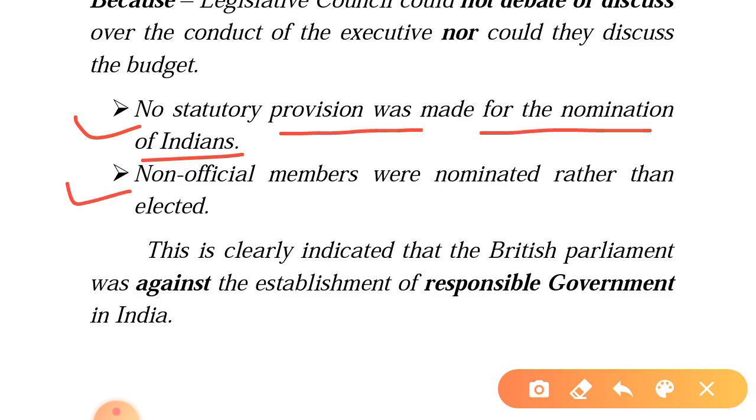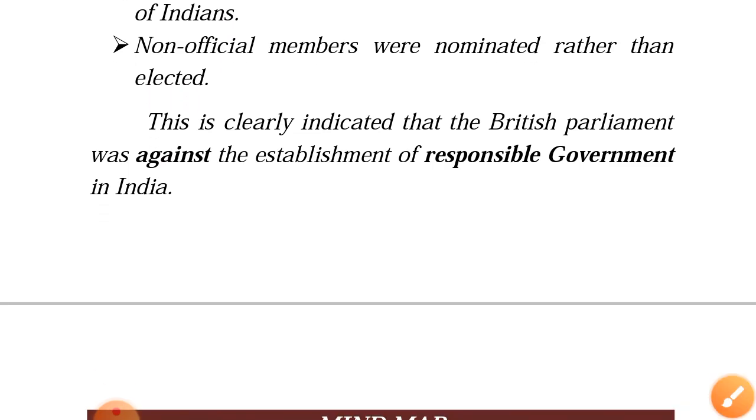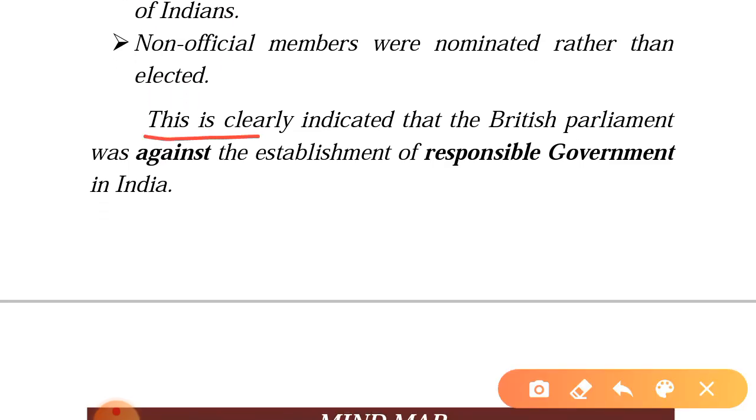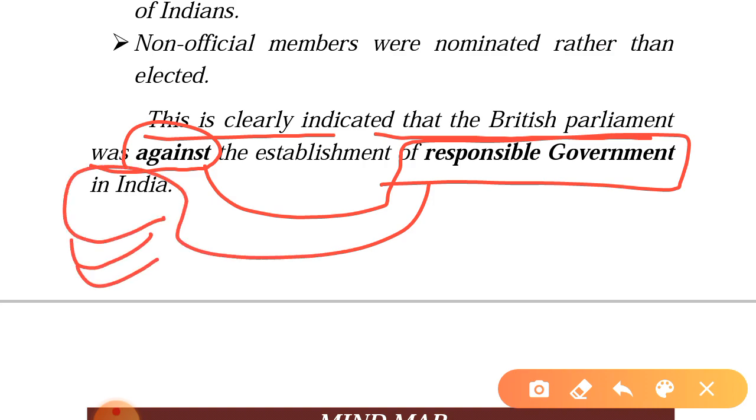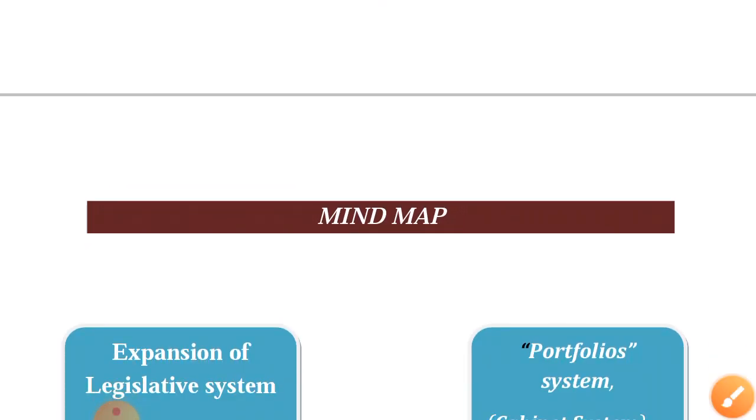Second, non-official members were nominated rather than elected. This clearly indicates that the British Parliament was against the establishment of responsible government in India. Okay, so let's see the mind map of this Act.